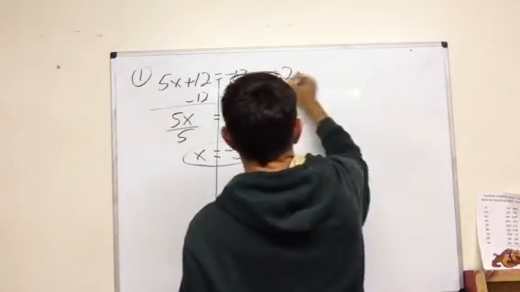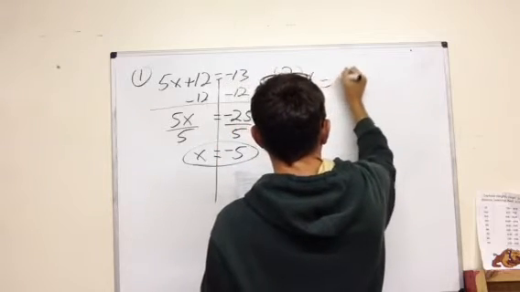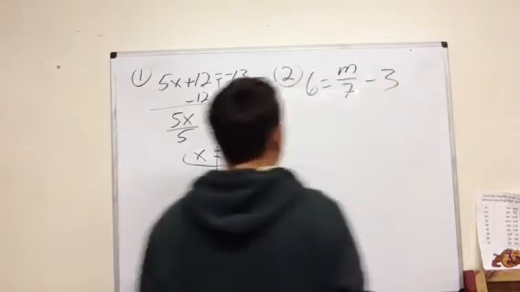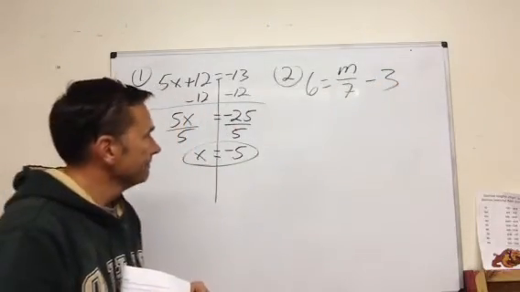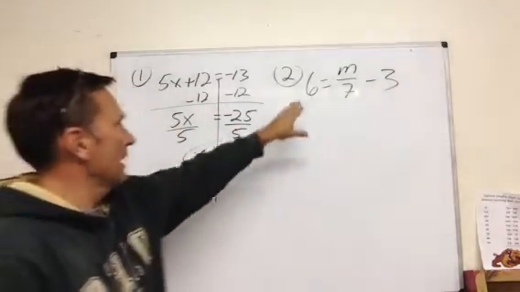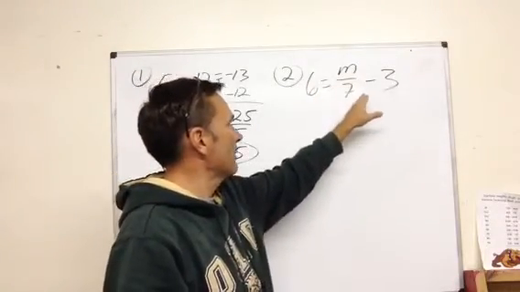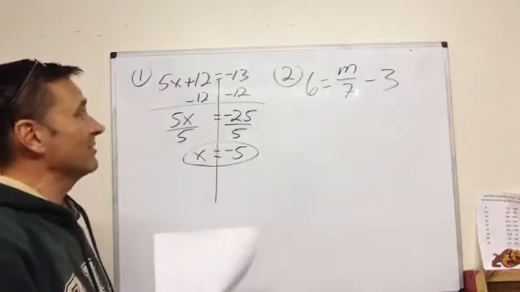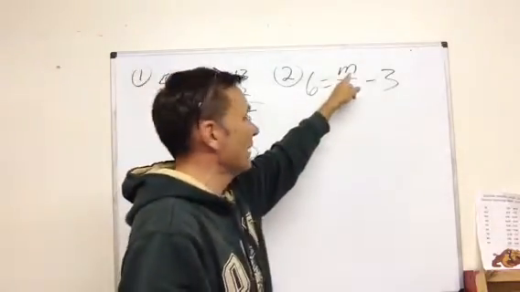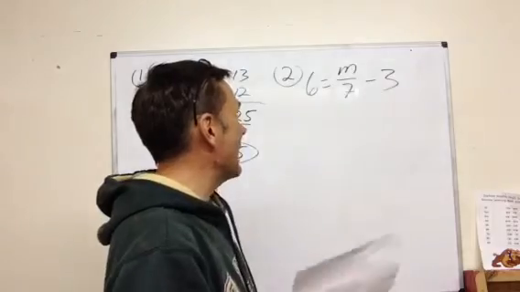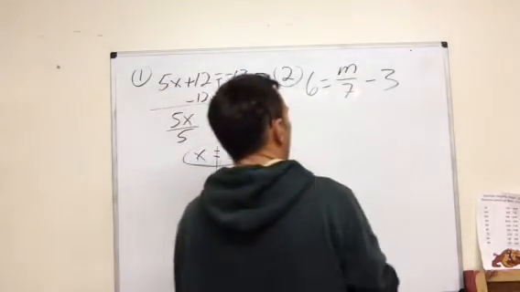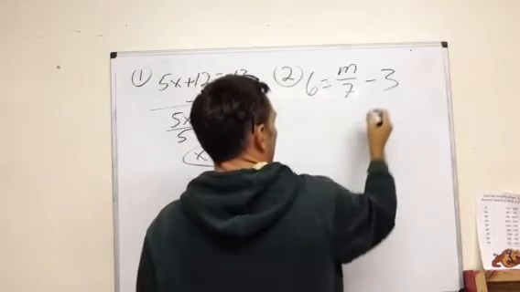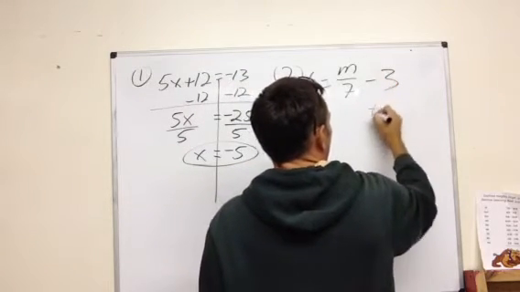Number 2. We have 6 equals m over 7 minus 3. Let's see. I've got a 6, I have m divided by 7, and I have a negative 3 here. So I see I'm adding something or subtracting something from where my variable is. Again, I want to add opposites. I want to keep the m's on the right. I want to get my constants on the left. So the opposite of negative 3 is plus 3.